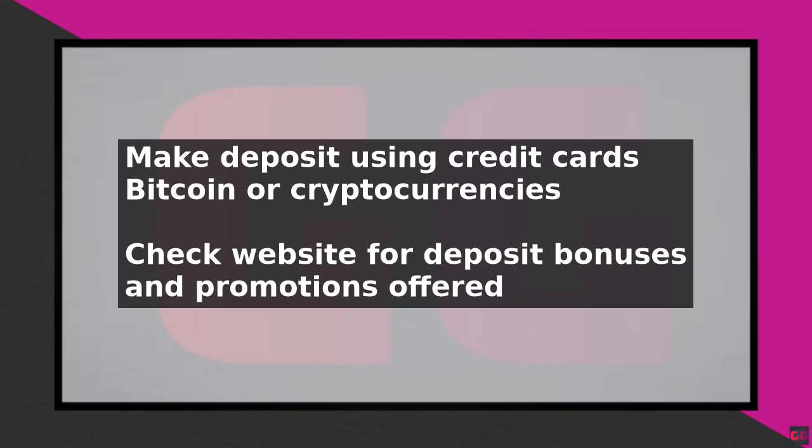Choose your bet type, such as moneyline, point spread, or over/under, and enter your stake amount. You can also use the live betting feature to place bets on events that are currently in progress. In addition to sports betting, Bovada also offers a range of casino games, including slots, blackjack, and roulette. To play these games, simply navigate to the casino section of the website and select the game you want to play.